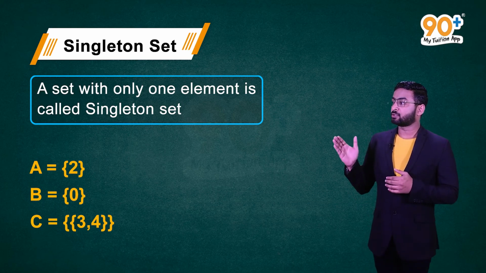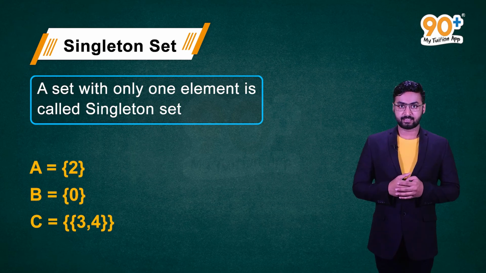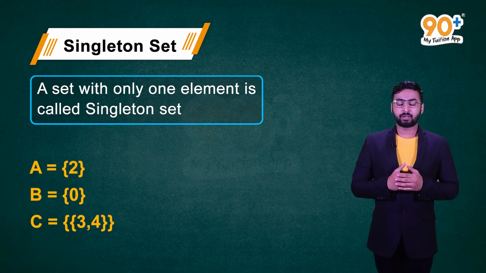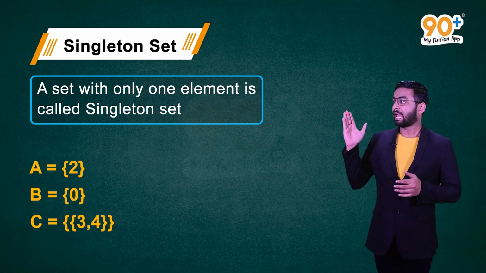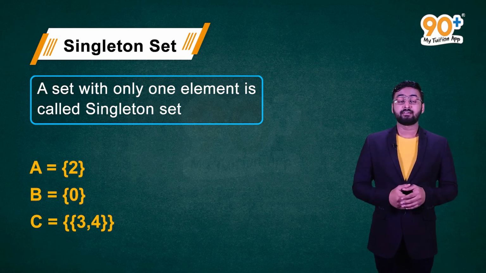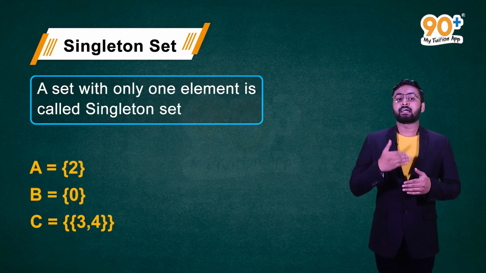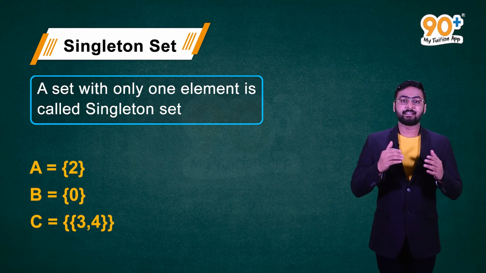C equal to set of set 3, 4 is also a Singleton set. As you can see, set 3, 4 is a set itself and has two elements, 3 and 4. Then how can it be a Singleton set? We can also see that set 3, 4 is again included in braces, which makes it a single element. Hence, C is a Singleton set.